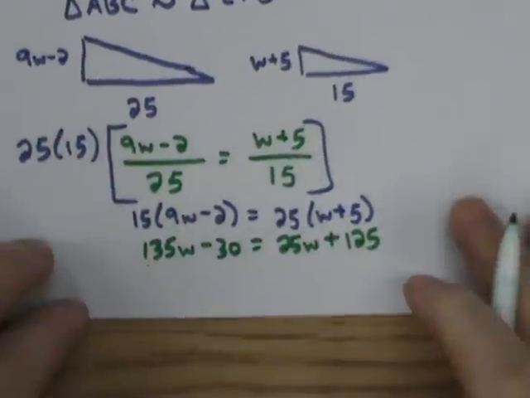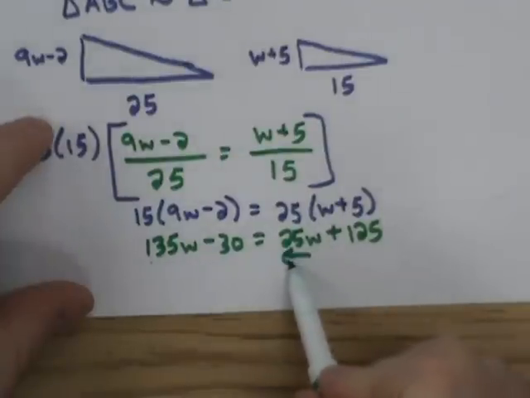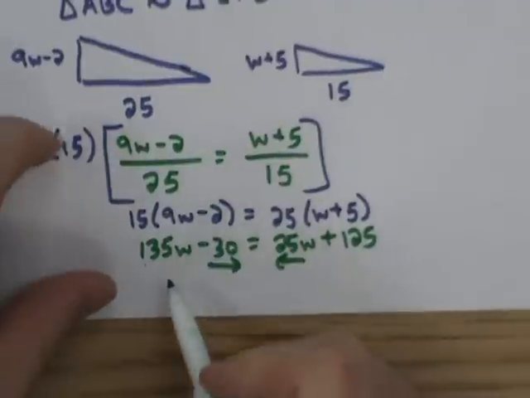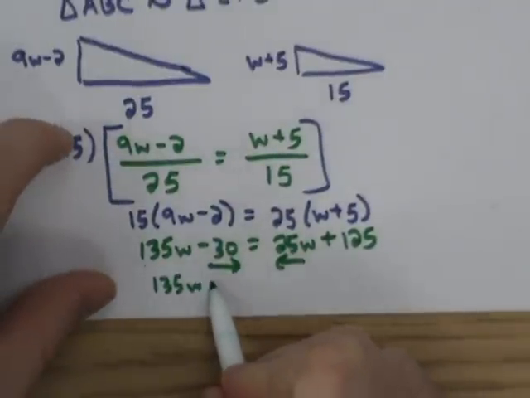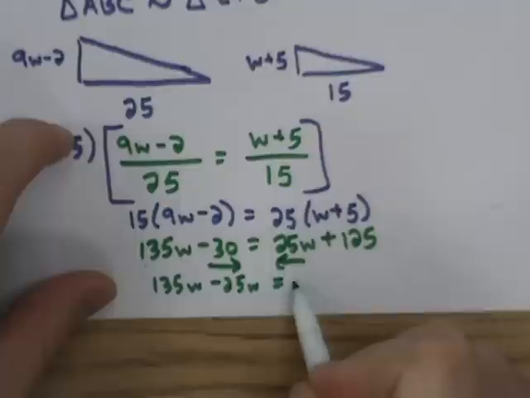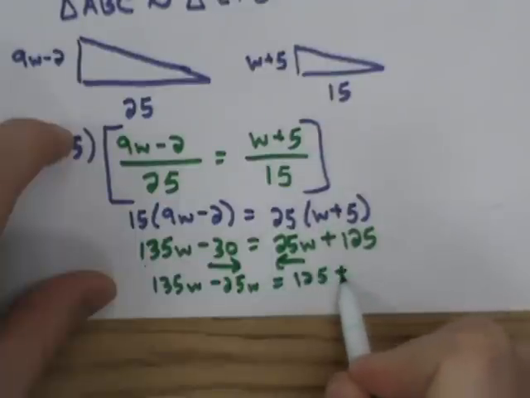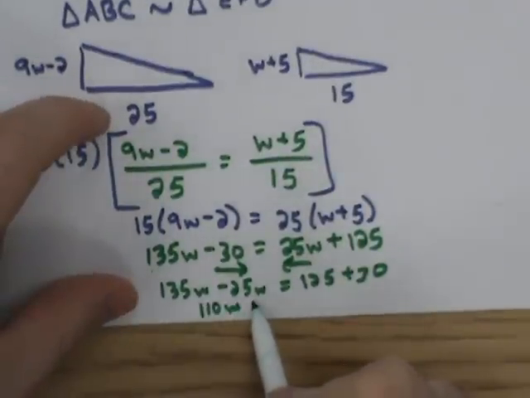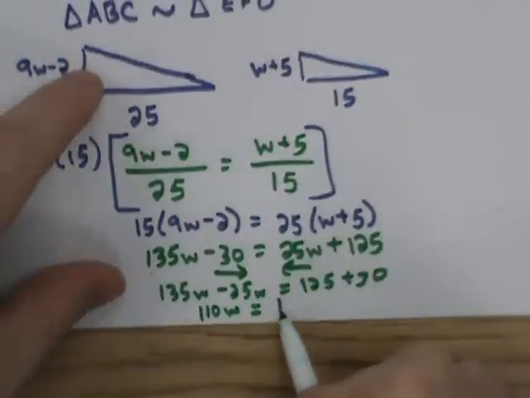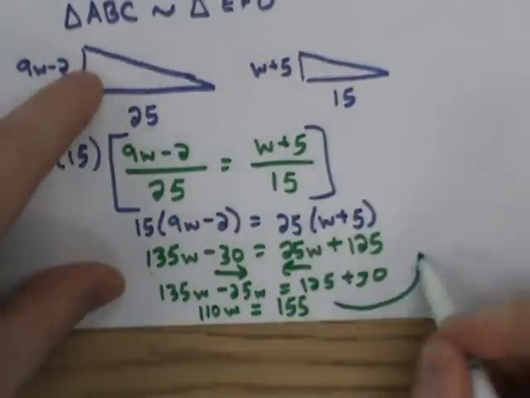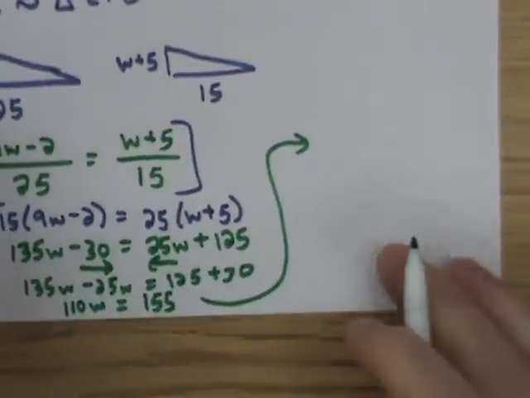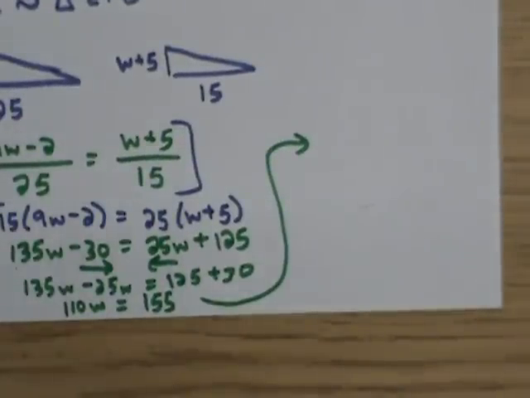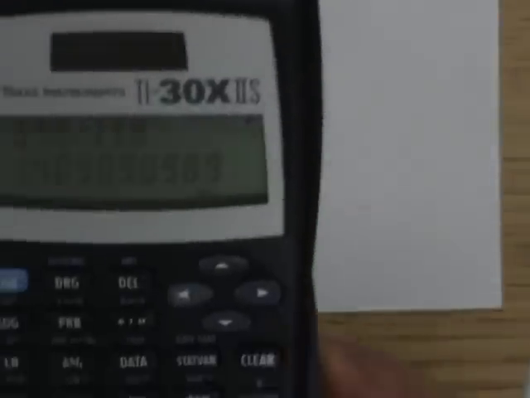And then we solve like we always do. I'm going to move the 25w to the left and 30 to the right. So this would be 135w, take away 25w, equals 125 plus 30. And so that would be 110w, equaling 155. As I move over, I'm going to divide both sides by 110. So 155 divided by 110. I get an answer that looks like this.